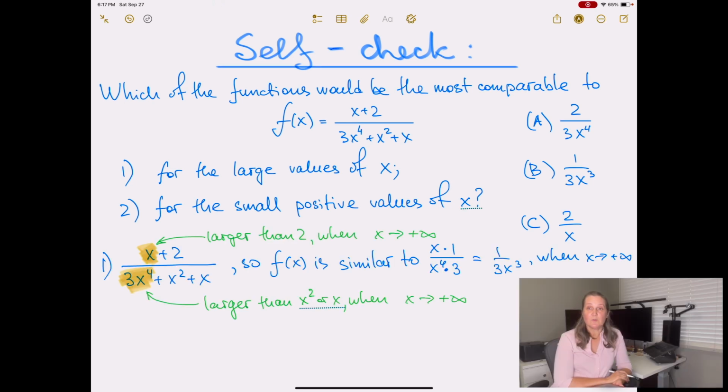In case number 1, for the large values of x, in the numerator we have x plus 2. X would be definitely producing values larger than 2 when x approaches infinity. So x is the leading term in the numerator. If we look into the denominator, 3x to the fourth plus x squared plus x, each term explodes to infinity. However, 3x to the fourth goes to infinity considerably faster than either x squared or x. Therefore, 3x to the fourth is the leading term, determining the behavior of the denominator.